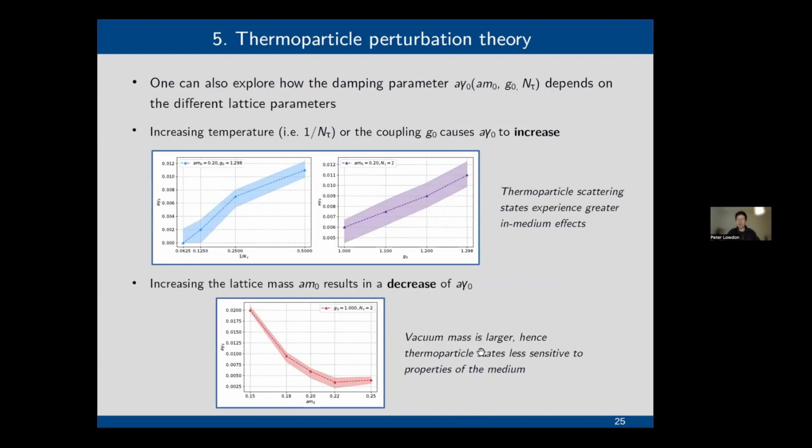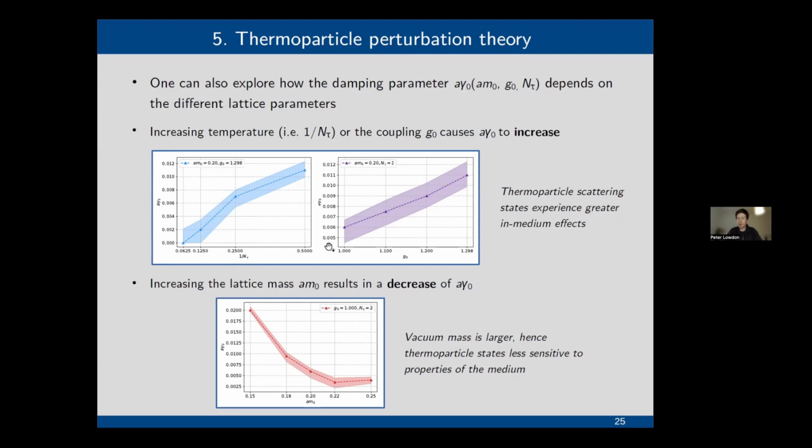So just before the final slide, what we can now do, once we get these gammas, is look at their parametric dependence. So we can see how they change as a function of the coupling and the temperature and the mass. And that's what these plots are. So as we increase the temperature, aka we increase the inverse temporal size, we see that gamma increases with temperature, which is what you'd expect. So it means you have more interactions with the medium.